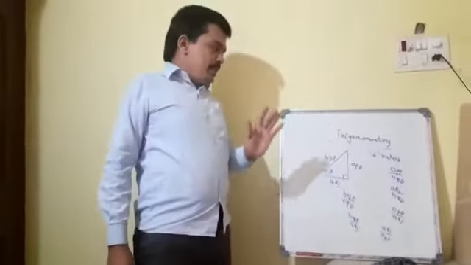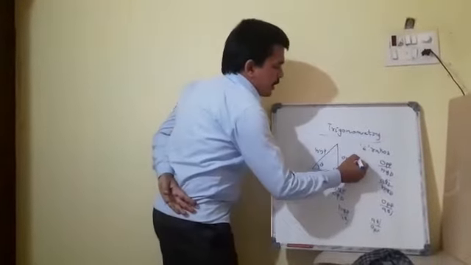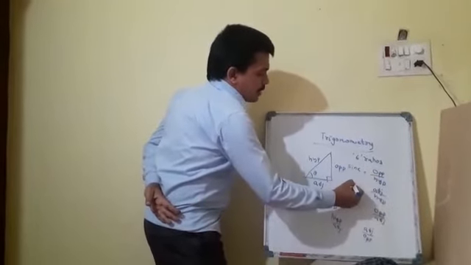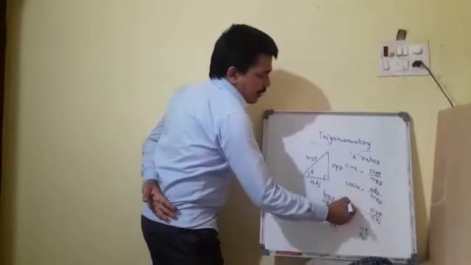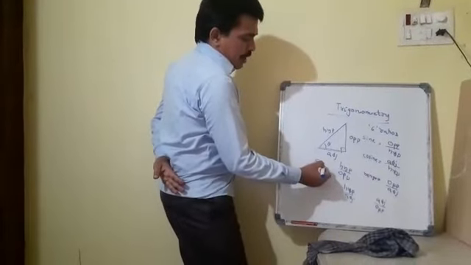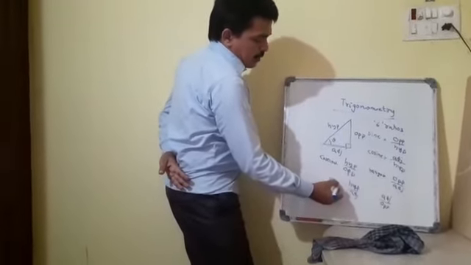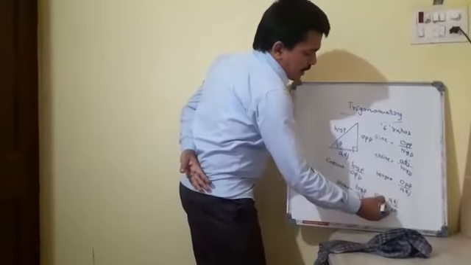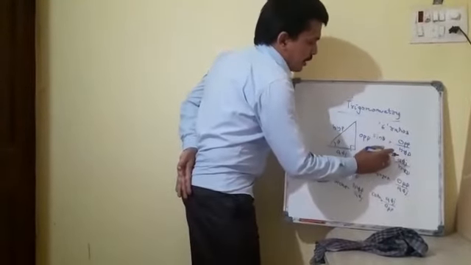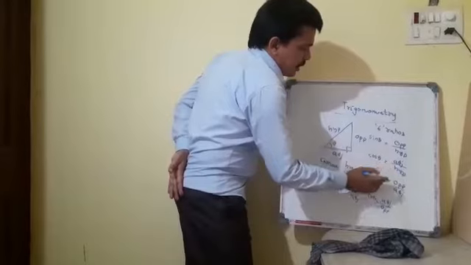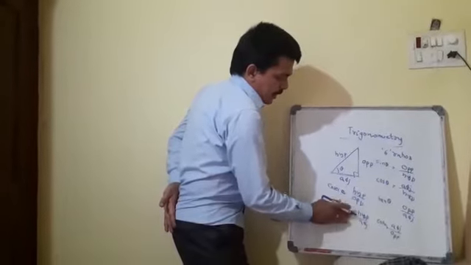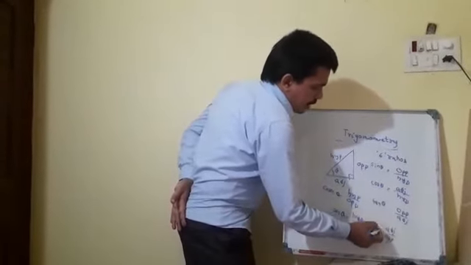In ancient times, BC, they named these ratios. This they called sine of angle theta. They named this cosine of angle theta, this tangent of angle theta, this cosecant of angle theta, this secant of angle theta, and this cotangent of angle theta. In short, they abbreviated them as sin theta, cos theta, tan theta, cosec theta, sec theta, and cot theta.